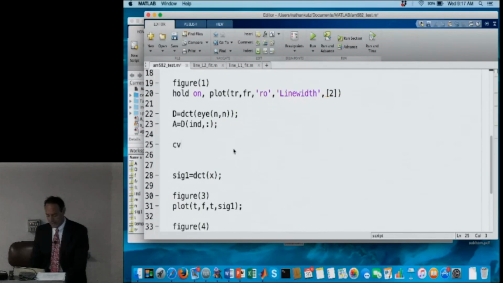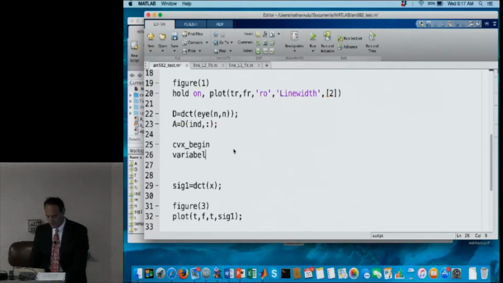I'm going to do CVX, begin. This is the convex optimization program. And what I'm going to do now is a variable. I'm going to solve for that x again, size n. Okay. Tab it in. All right.